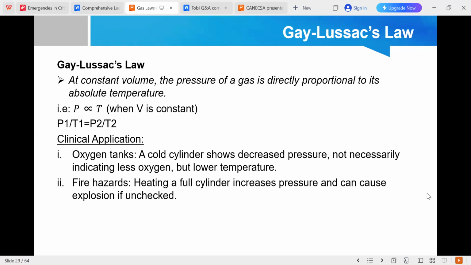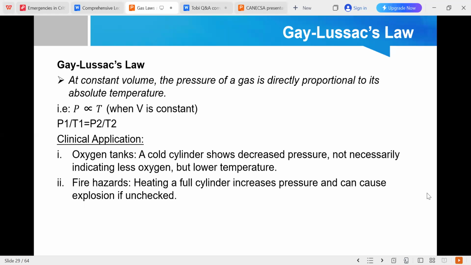So the third law we're looking at is Gay-Lussac's law. I'm sure we all remember this in chemistry or physics. At constant volume, the pressure of a gas is directly proportional to its absolute temperature.